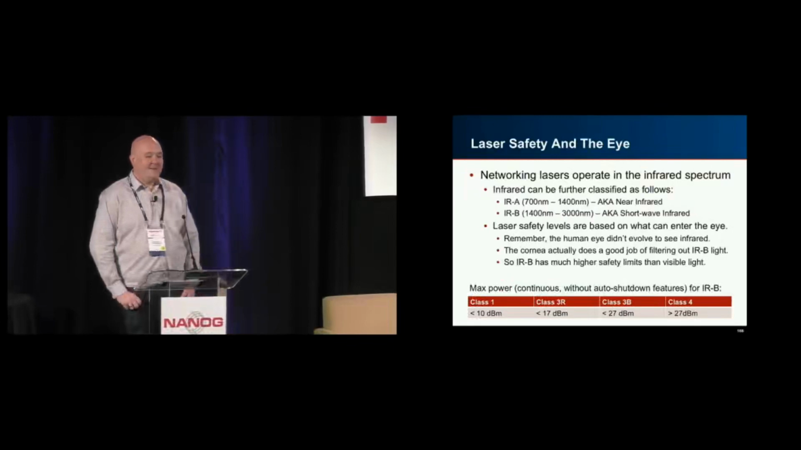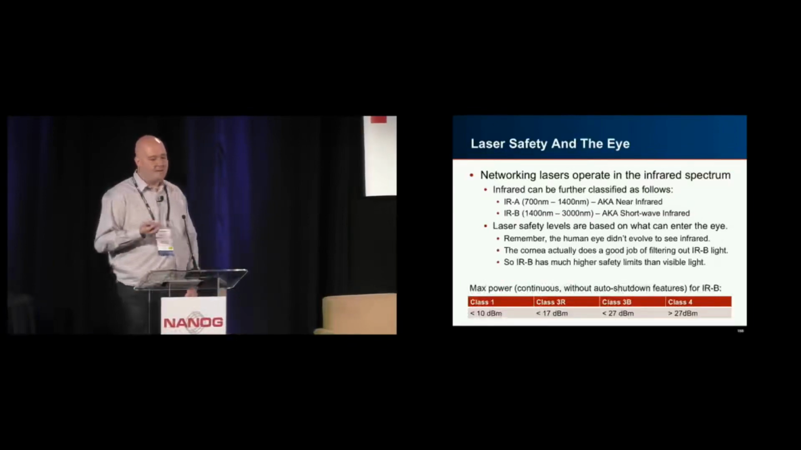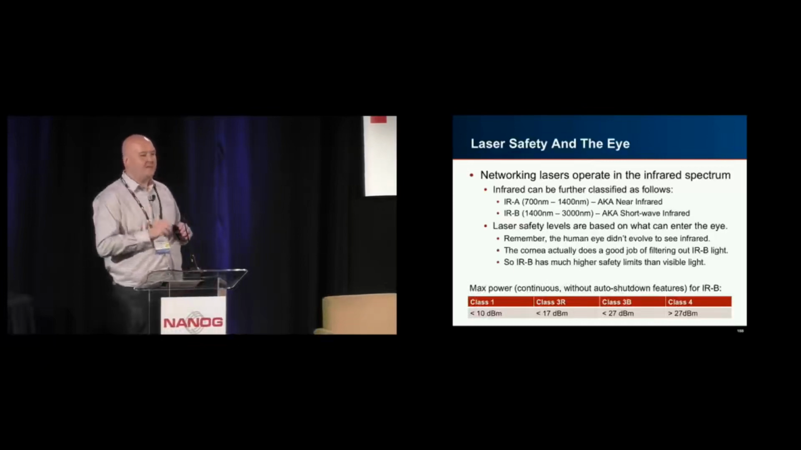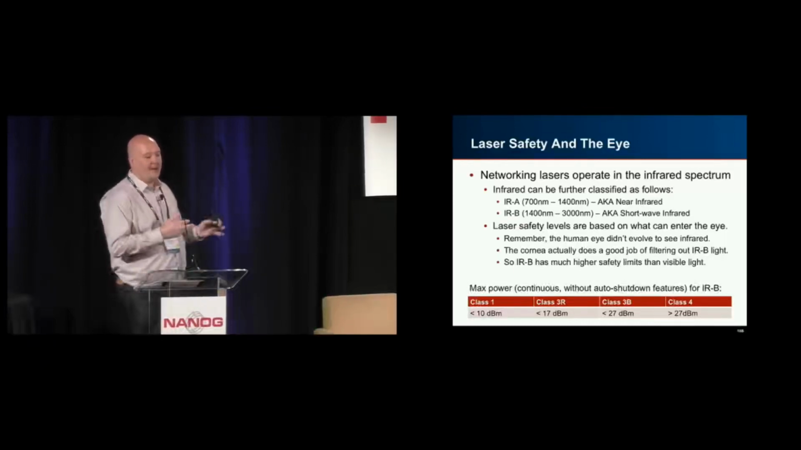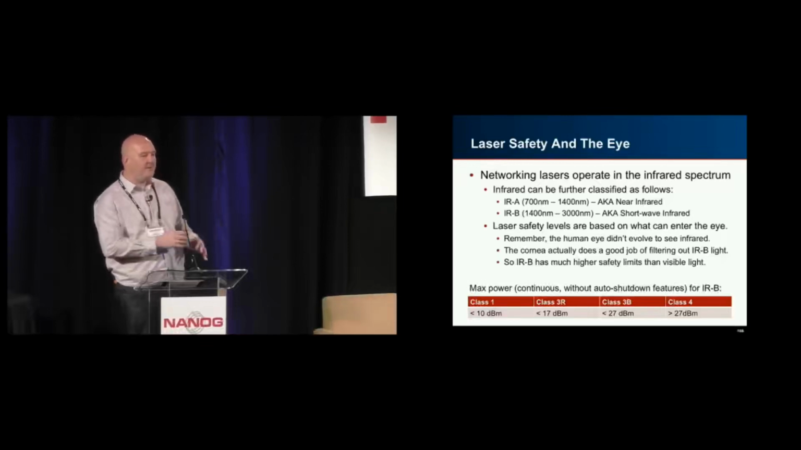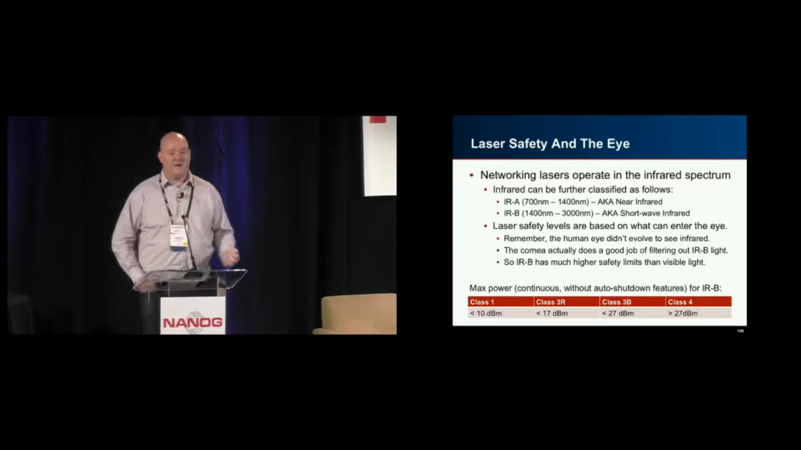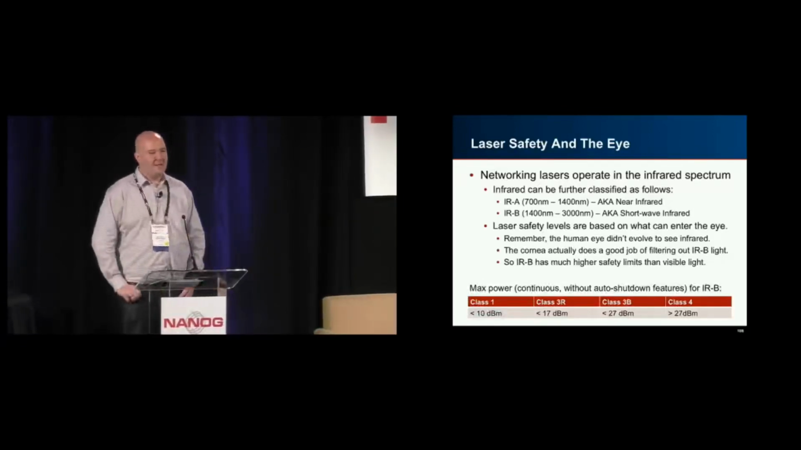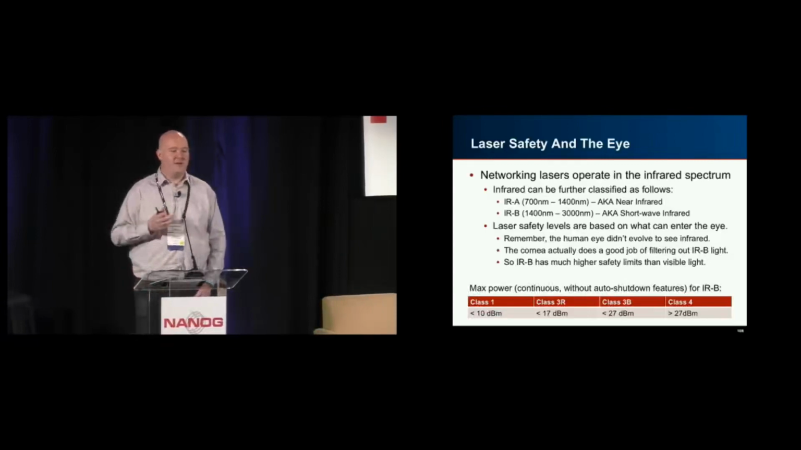So when we talk about laser safety in the eye, networking lasers, everything that we're thinking about is actually occurring in the infrared spectrum. Infrared, of course, is not visible to the human eye, but there are two classifications of infrared. There's what's called IRA, or near infrared, between 700 and 1400 nanometers. And then there's IRB, or far infrared, or shortwave infrared, and that's the higher frequencies. So the laser safety levels are actually based around what can actually enter the eye and cause damage.